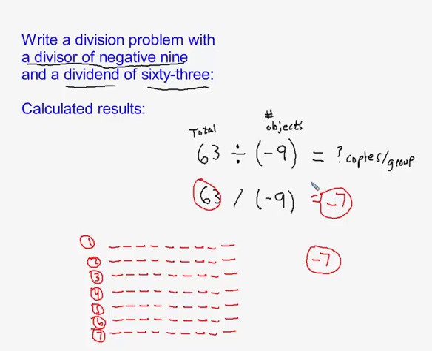It took 7 groups of 9 things to make 63 things, but the things in the group were opposite in sign of what my goal was, so I have to change my answer from positive 7 to the opposite of 7. Let me show you the rules in general for dividing signed numbers to make this process a little simpler.